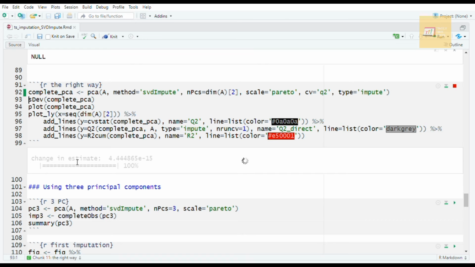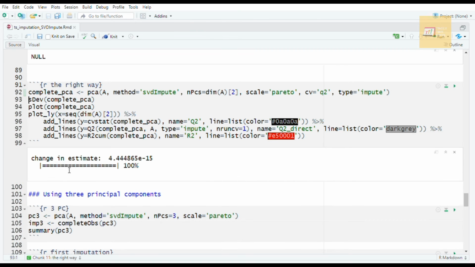Again, the change in estimate here, I don't know if it's clear. Oh, okay. So the change in estimate here is the total change in estimate between the last matrix and the previous matrix from the previous iteration. All right, now we can gain some information out of the complete PCA object.